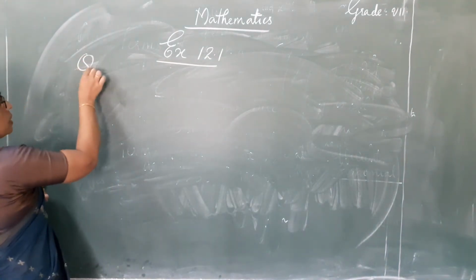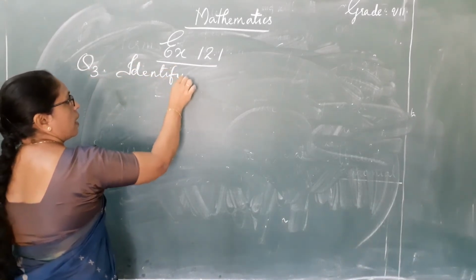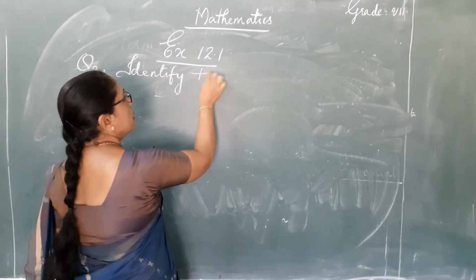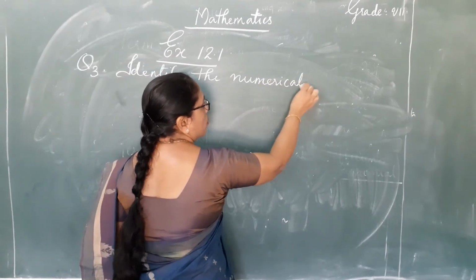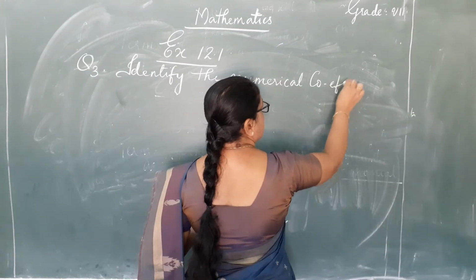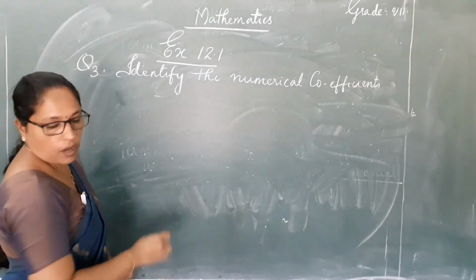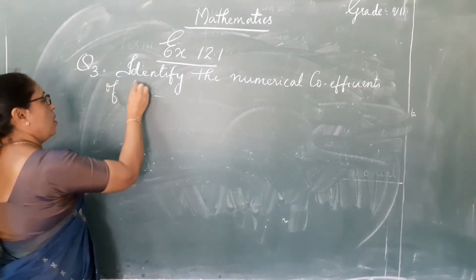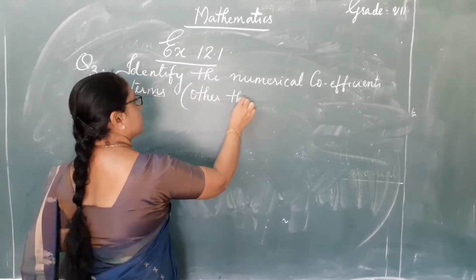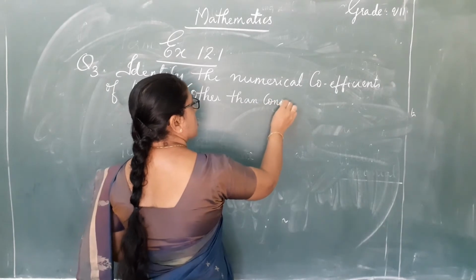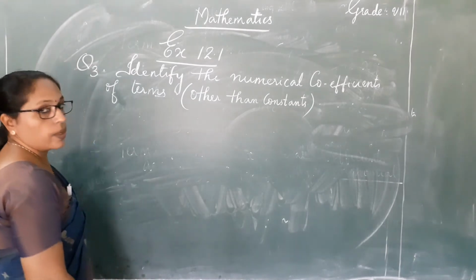Now we have to do question 3. The question 3 is: Identify the numerical coefficients of terms (other than constants) in the following expressions.